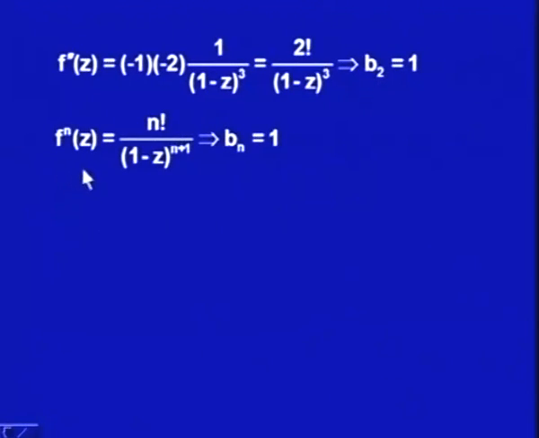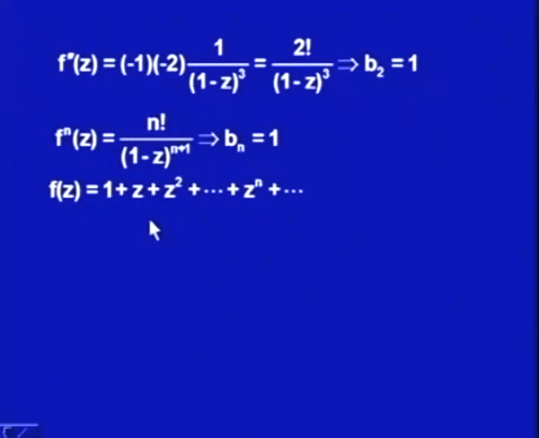Similarly, we can calculate the nth derivative f n (z) is equal to factorial n over (1 minus z) raised to power n plus 1. Evaluated at z is equal to 0, this gives me b n is equal to 1. So, if we write down the values of these coefficients, then f(z) is equal to 1 plus z plus z square plus z n and so on. So, this is the power series, or we call it the Taylor series, of the function 1 over 1 minus z.